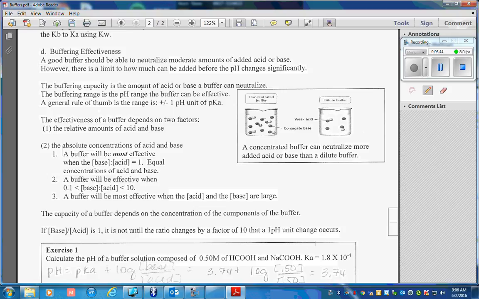The buffering capacity is defined as the amount of acid or base that the buffer can neutralize. The buffering range is the pH range for the buffer. A general rule of thumb is that a buffering system can work in the range of plus or minus 1 pH unit of the pKa. So if we have a pKa value of 3.74, our range of this effective buffer would be this.